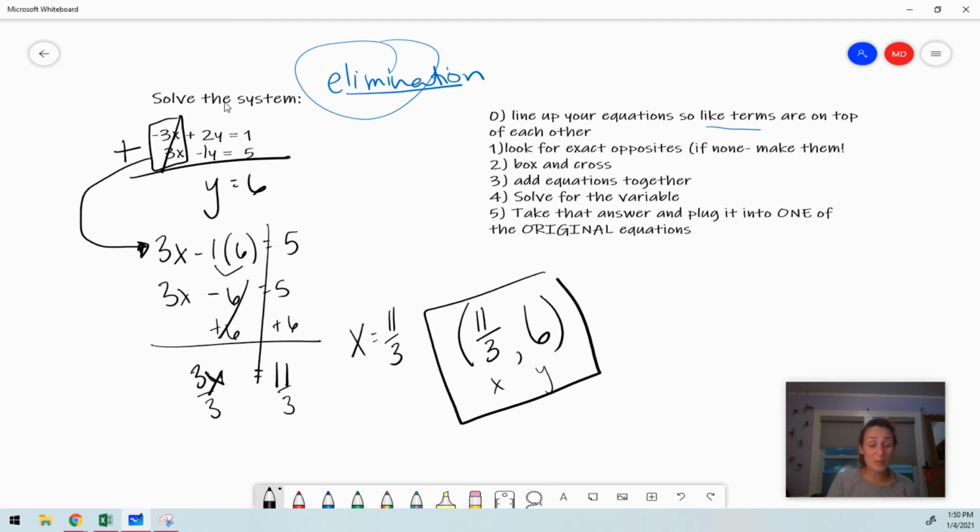All right, cool. So hopefully seeing those two example problems helped you out. Try the next ones.